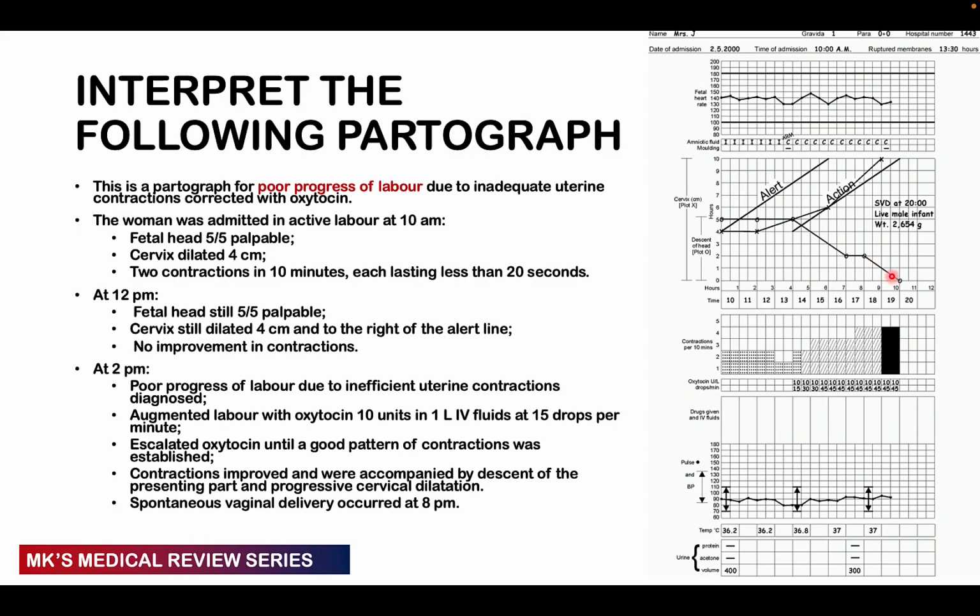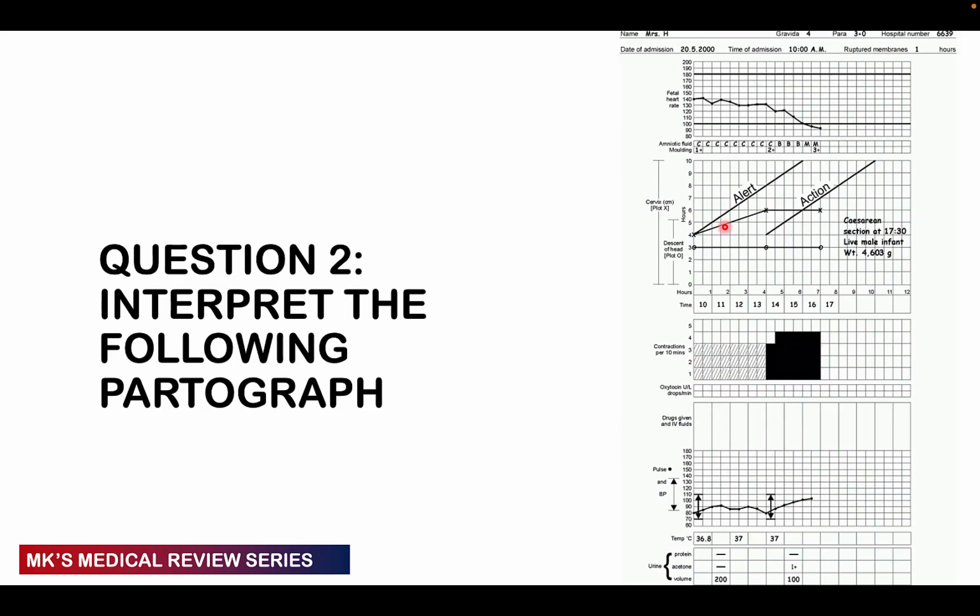So the delivery actually happened at 20 hours and gave rise to a live male infant, 2.654 kg. And as we can see, that's what really happened with this particular type of partograph. Remember also, you should be able to calculate the dosage of oxytocin based in milli international units. If you want to find that out, I'll leave a card tagged here that you can click on to go watch that particular video.